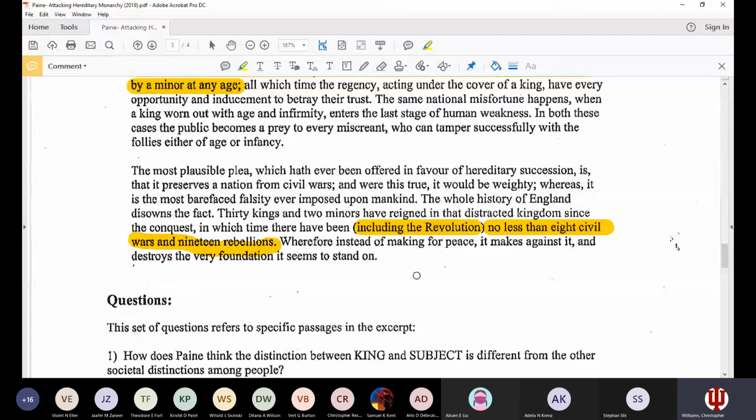So he's using the current circumstance and the fact that we have American colonies in revolution against the king as proof positive that a king does not have any respect from the people. It does not have any circumstance of protecting the people, and it allows for the circumstance of this current situation where we have violence brewing in the colonies. So it's very much proving the opposite of what people are saying about it preserving civil wars.